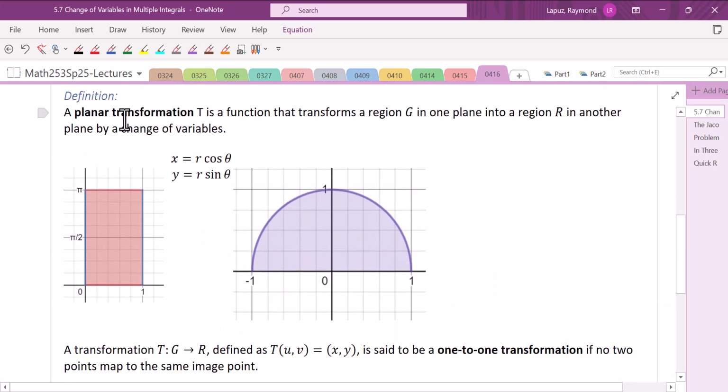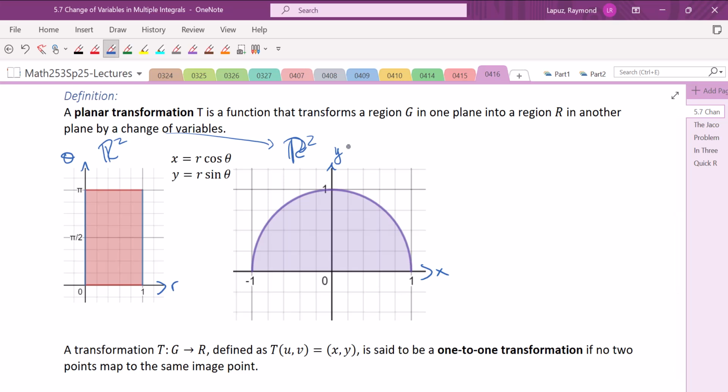So first of all, let's establish some ideas with the changing of the variables in the first place. They call this a planar transformation. A planar transformation is basically a function from R2 to R2. Except in the first R2, we look at the variables as r and theta, and in this other R2, we look at the variables as x and y. But still, it's from 2 dimensions to 2 dimensions.